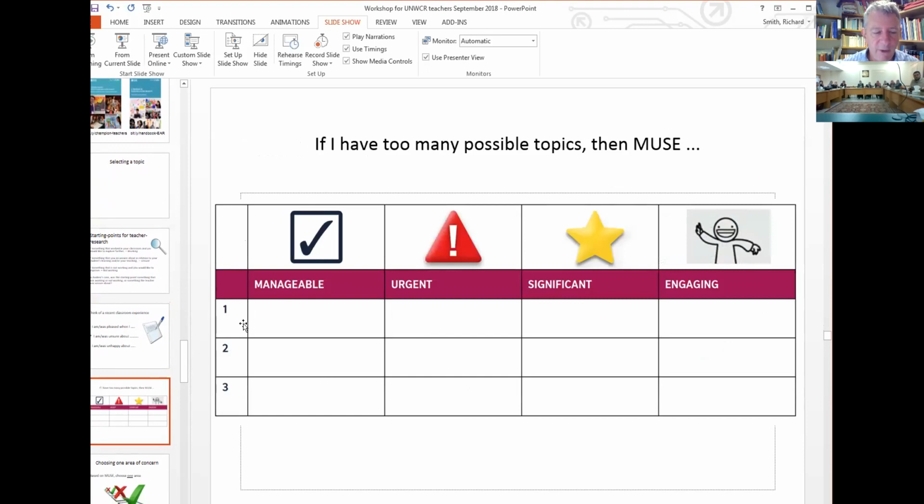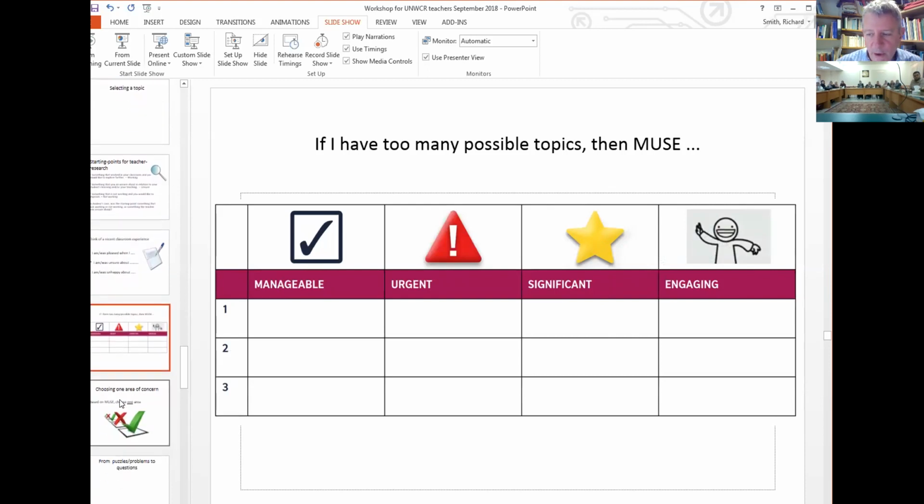If you write down the different topics on the left, different problems or different concerns that you may have, you could just give a score or a tick for each one. Is it manageable for you to look into this more deeply? Is it urgent? Which is the most urgent? Which would be the most significant, which could mean something for other teachers as well as for yourself, which would be most useful for many people to know about? And which would be, you feel, most engaging for you, which would be most motivating for you to research?